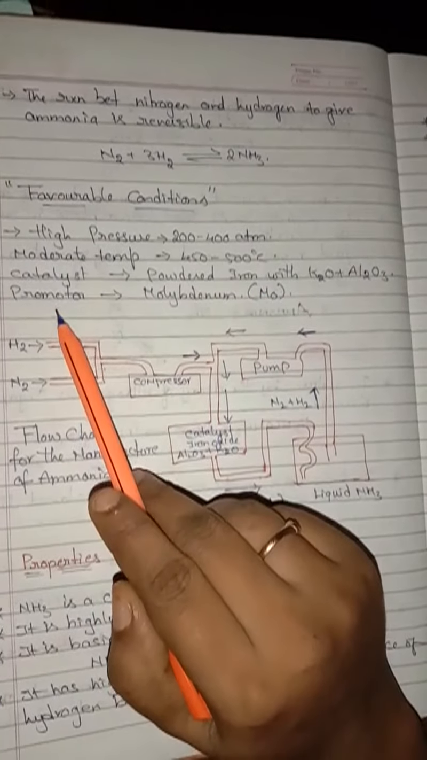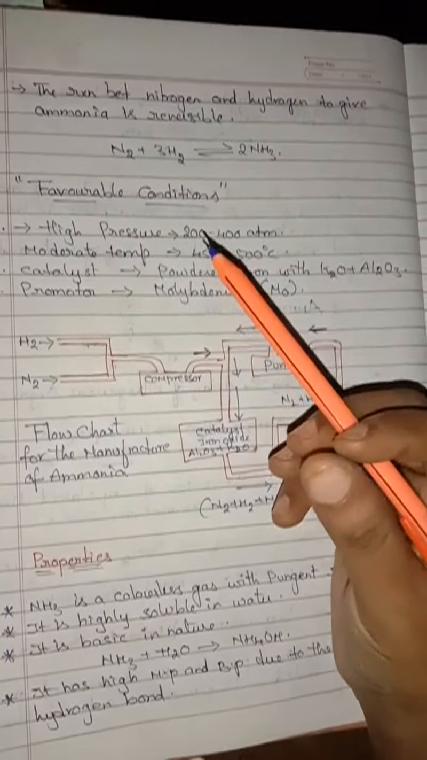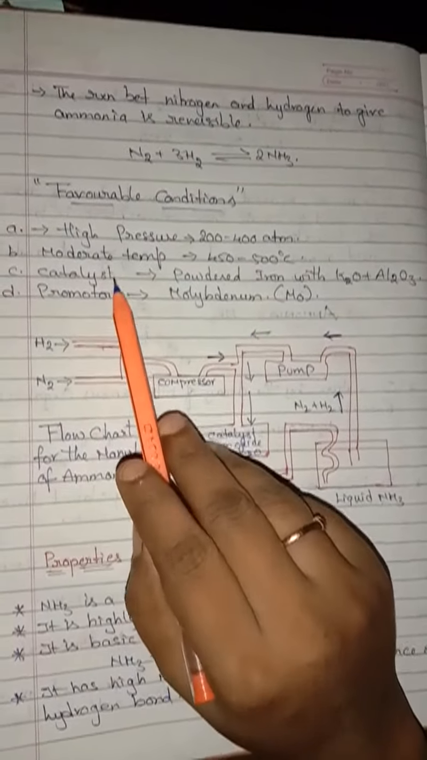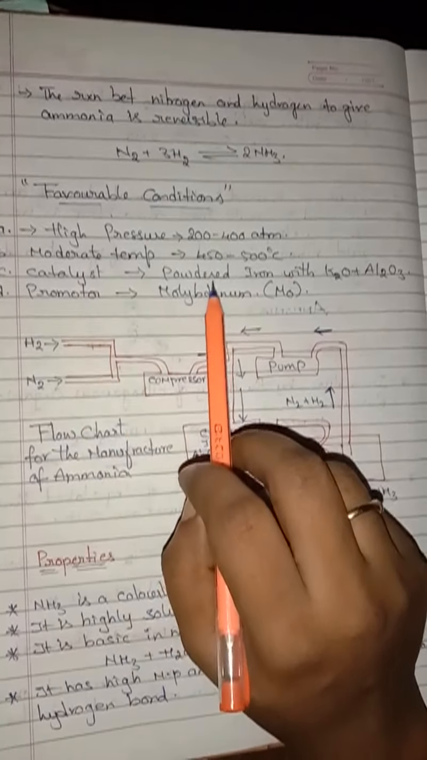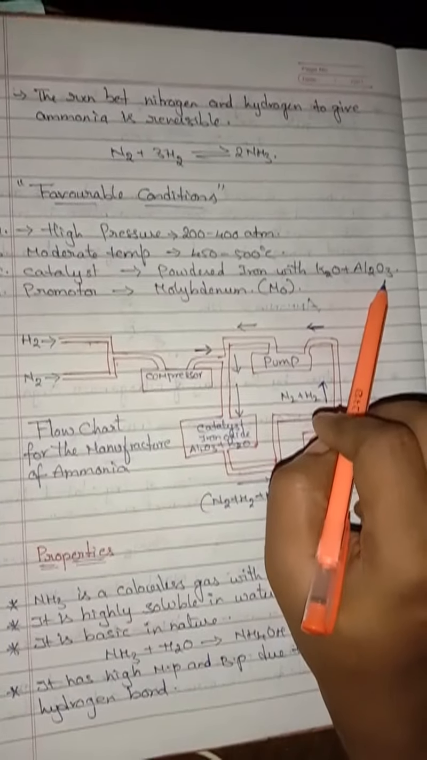And what is the catalyst? What is the catalyst, children? A catalyst increases the rate of a chemical reaction without undergoing any chemical change. So what is the catalyst we have taken here? Powdered iron with K2O plus Al2O3.